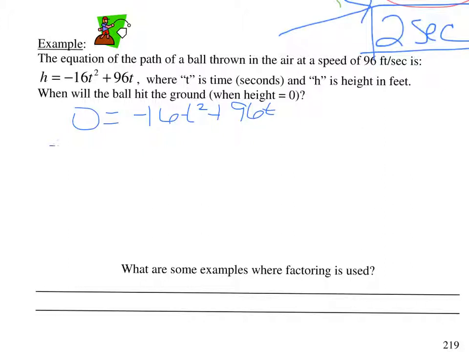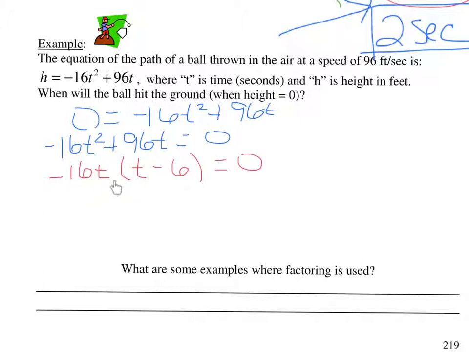Again, I'm going to reverse it the other way just because it looks more natural. Negative 16t squared plus 96t equals 0, and we're going to factor. All right, we're going to take out the negative sign, and both of these terms are divisible by 16, but they also both have a t in common. So we're going to divide by negative 16t, and that's going to leave us with t minus 6, because 6 times 16 is 96.